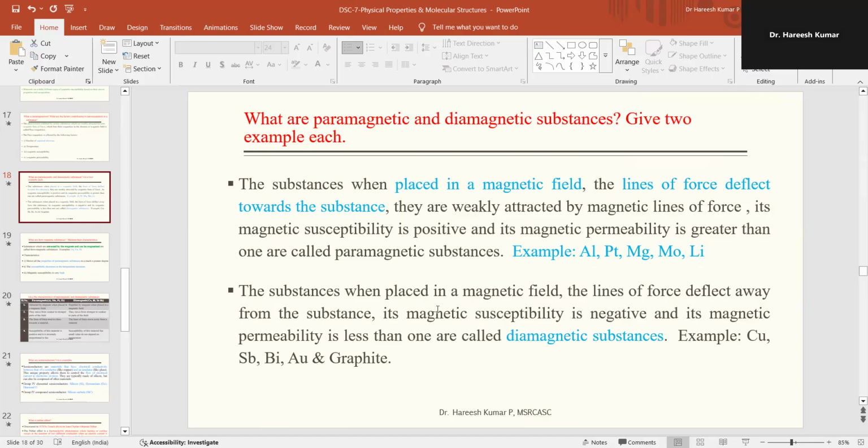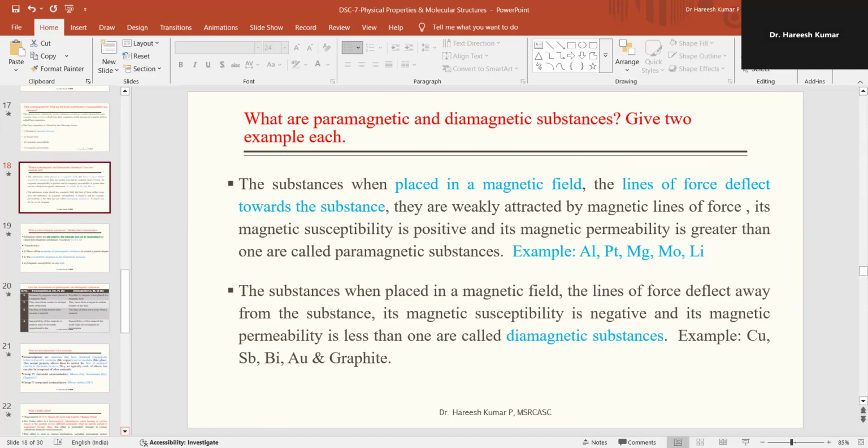The substances which, when placed in a magnetic field, make the lines of force deflect away from the substances, with magnetic susceptibility negative and magnetic permeability less than 1, are called diamagnetic substances. Examples: copper, antimony, bismuth, gold, and graphite.